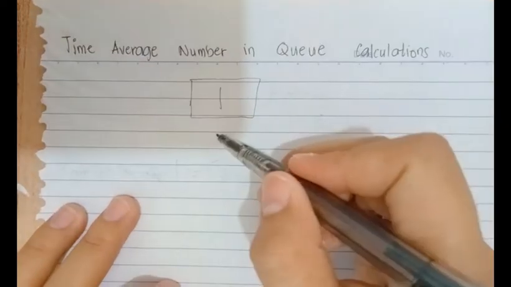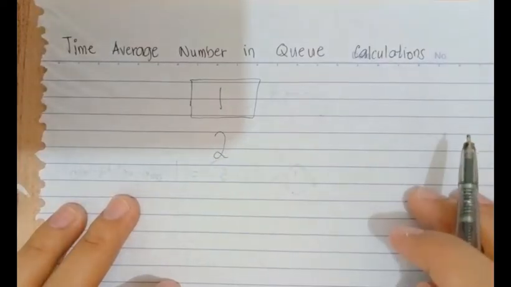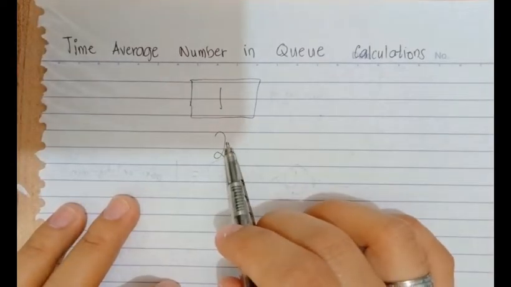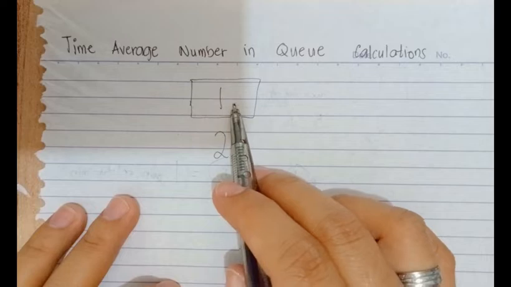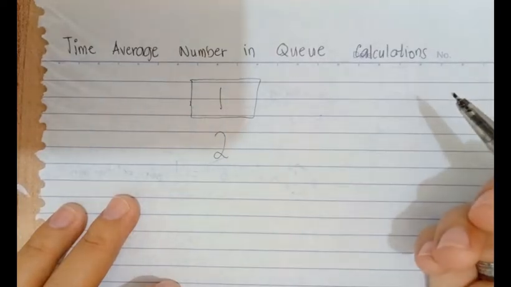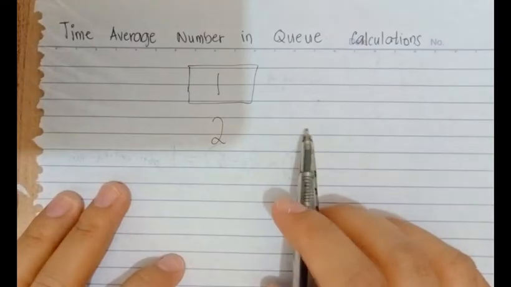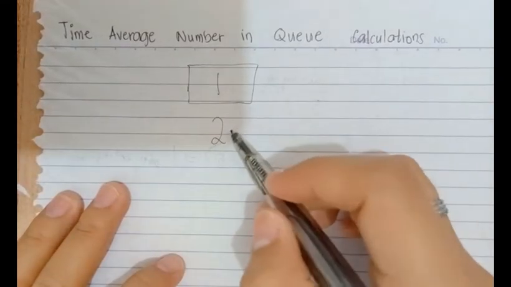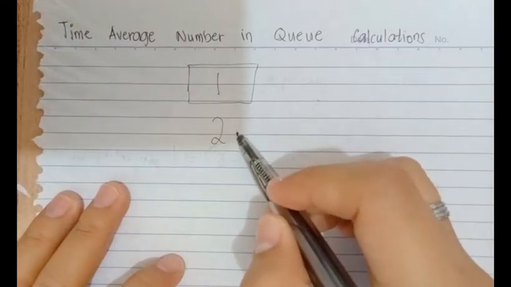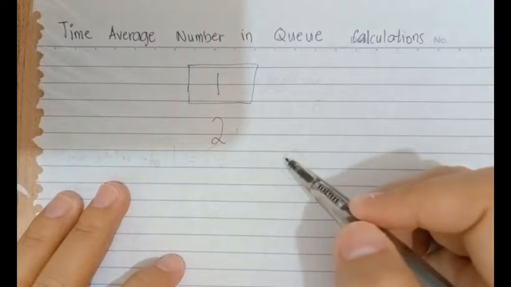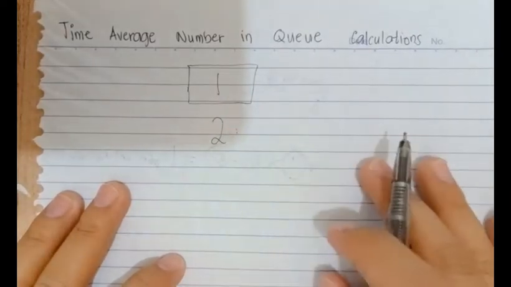Now, abot si entity 2. And of course, entity 2 has to wait nga mahuman og serve si entity 1. Using the time average in queue, kukunin natin pila man ni ka minuto naghulat si entity 2 sa linya. So, yan ang purpose nito.